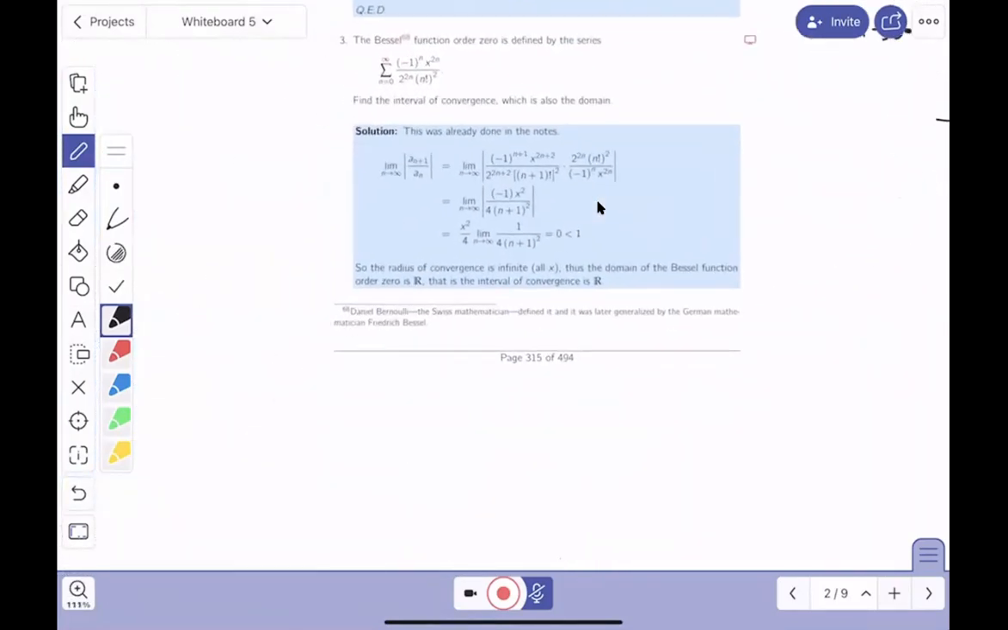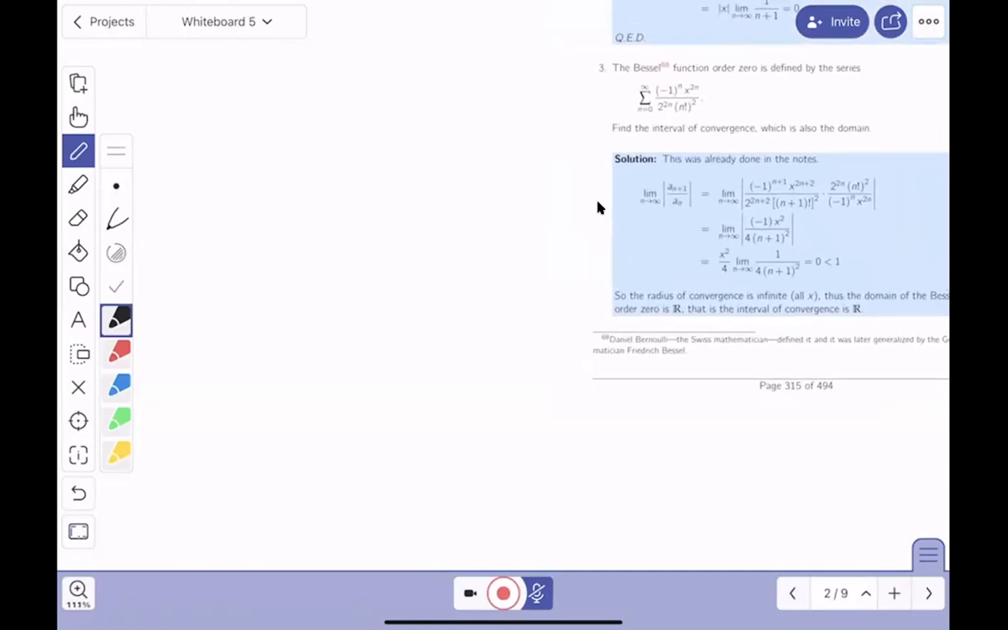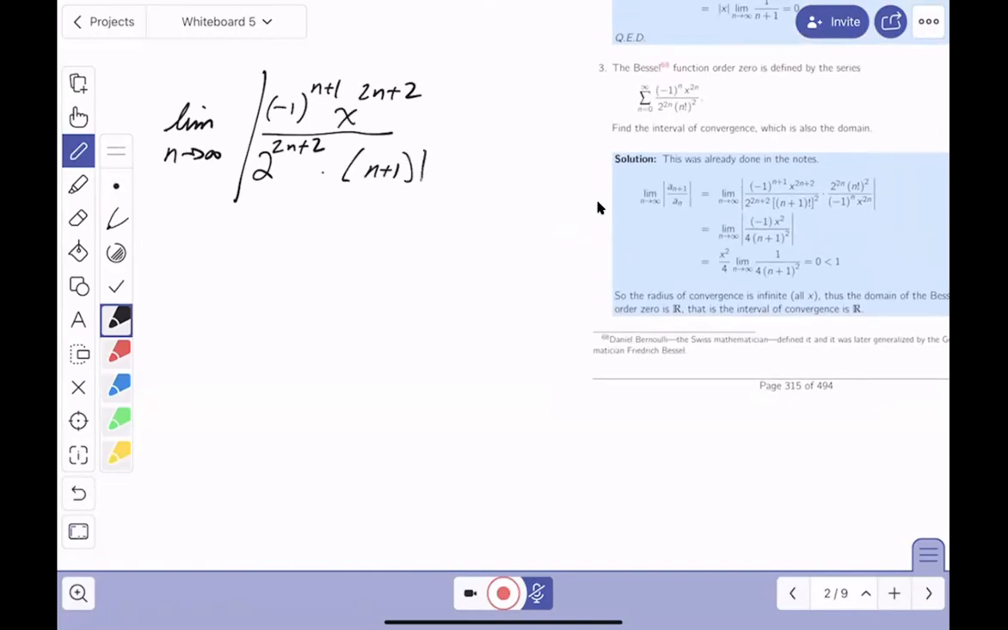All right, let's do this one over here. Bessel function, order 0, and so on. Where they want the interval of convergence, which is also the domain of this function over here. So again, I'm going to write it on the side for you. This is the limit as n goes to infinity of (-1)^(n+1) x^(2n+2). Oh boy, it's going to be a tough one. 2^(2n+2), and then you're going to get (n+1) factorial, but it's squared. All right, it's going to be a little tough, right?